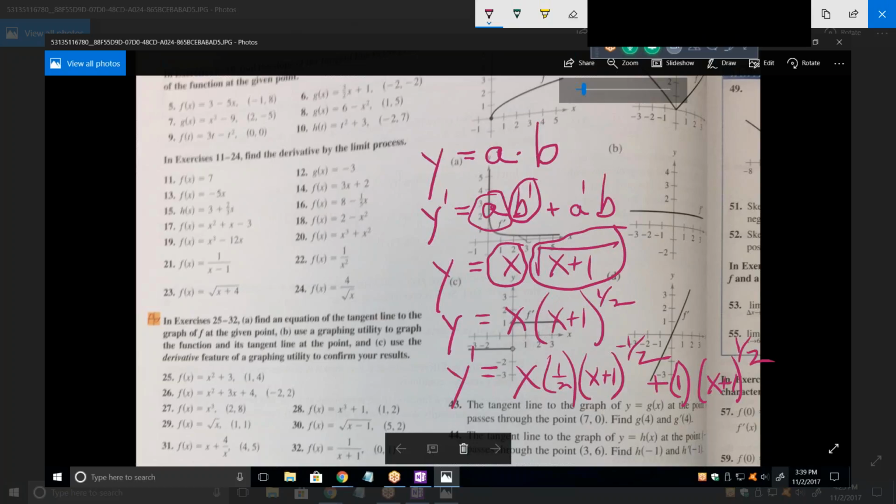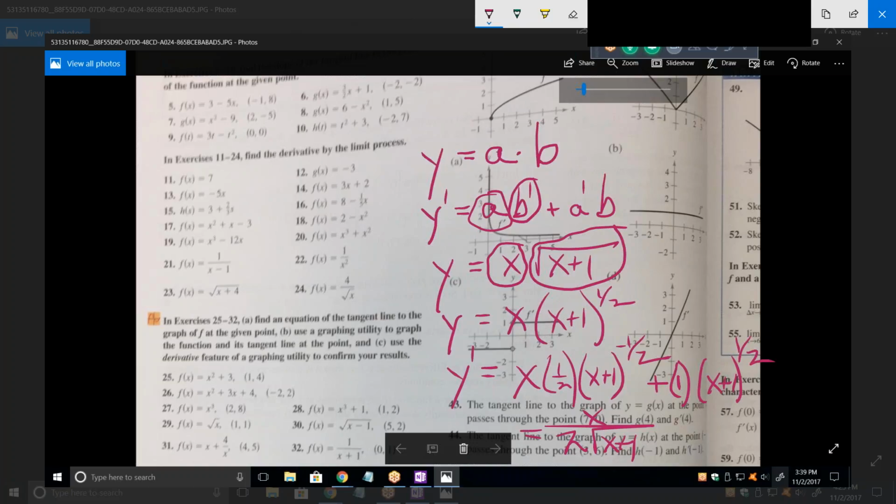Now, can I simplify that? I suppose. What do I have? In the numerator, now let's see. I don't know that I need to simplify it. I don't really, but I will for you. I got x over 2 times the square root of x plus 1.